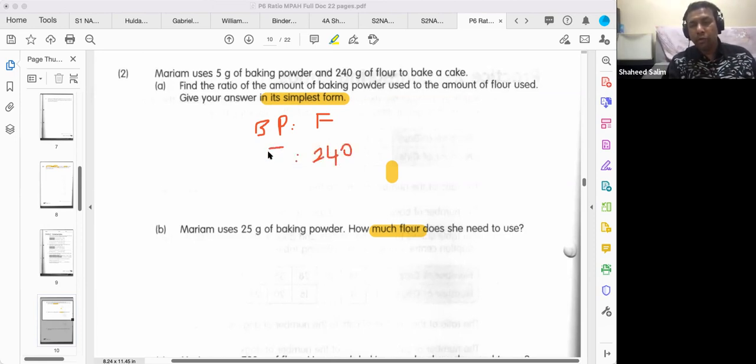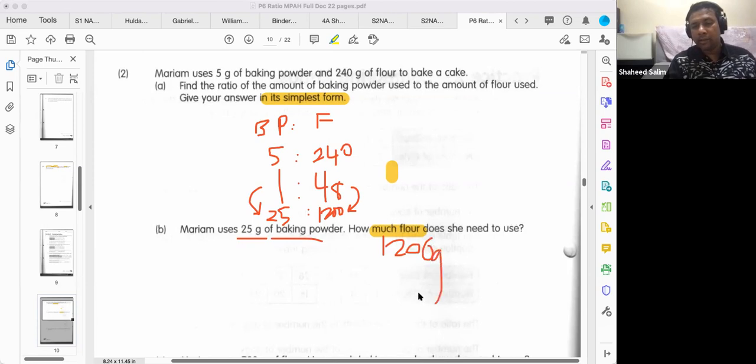So down here 240, then 5. There's nothing to reduce. You got 1 is to 48. Then they ask you now this is 25. So you times by 25, right? To get from 1 you times by 25, you get 1,200. So if you use 25 grams of baking powder, you need to use 1,200 grams of flour. That's your answer. The answer is 1,200.